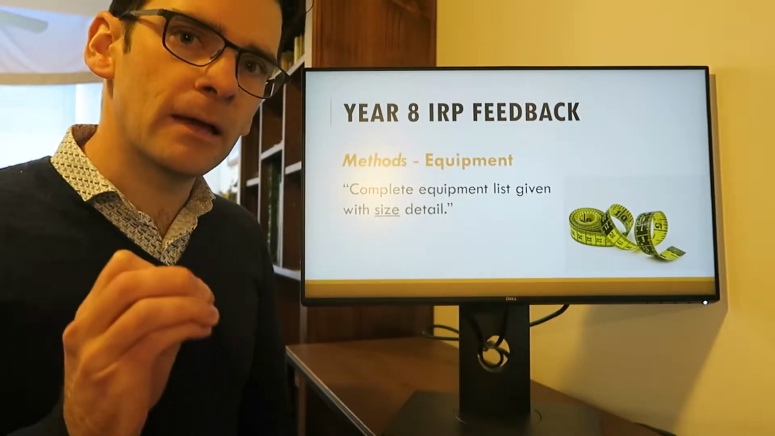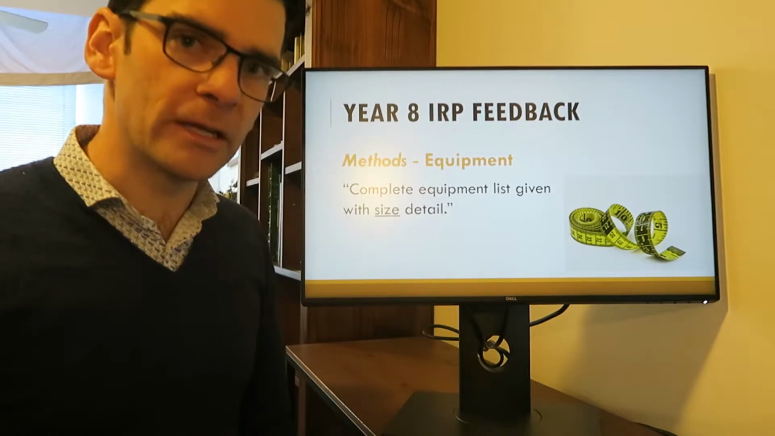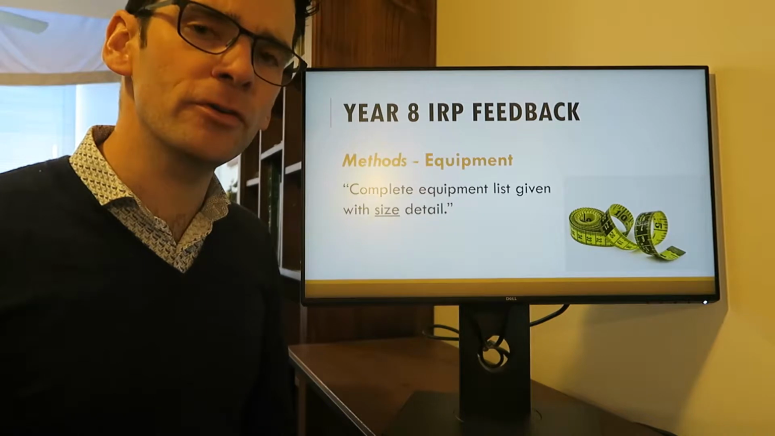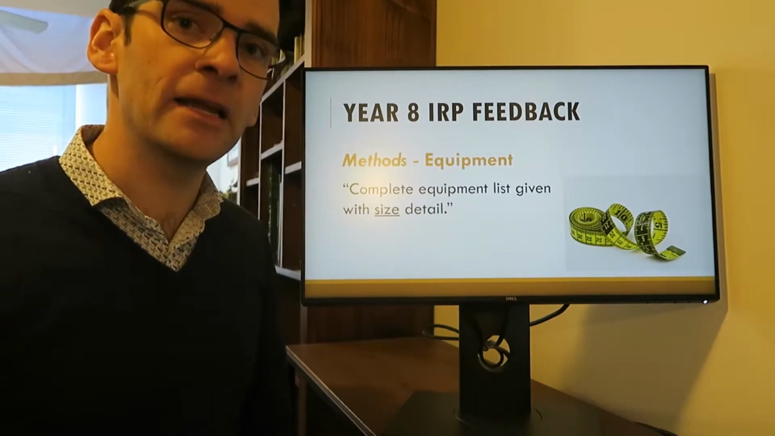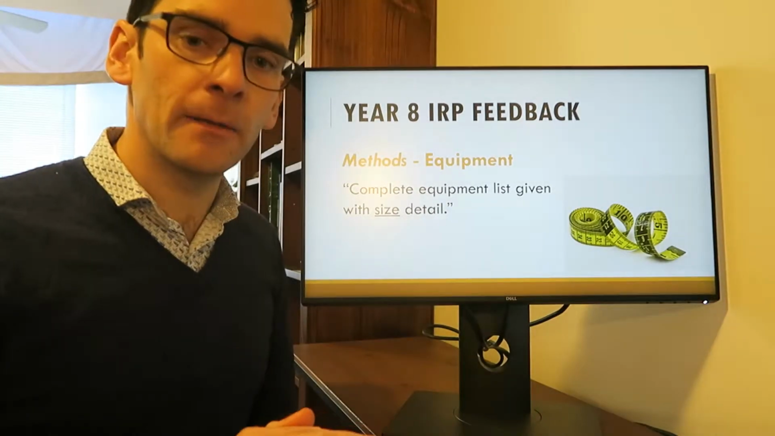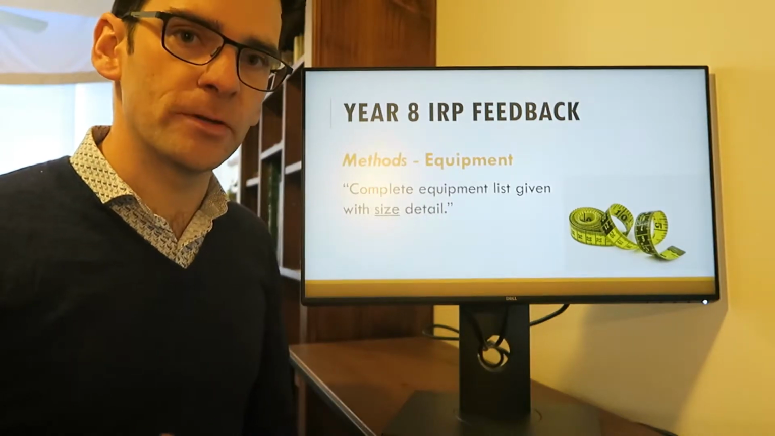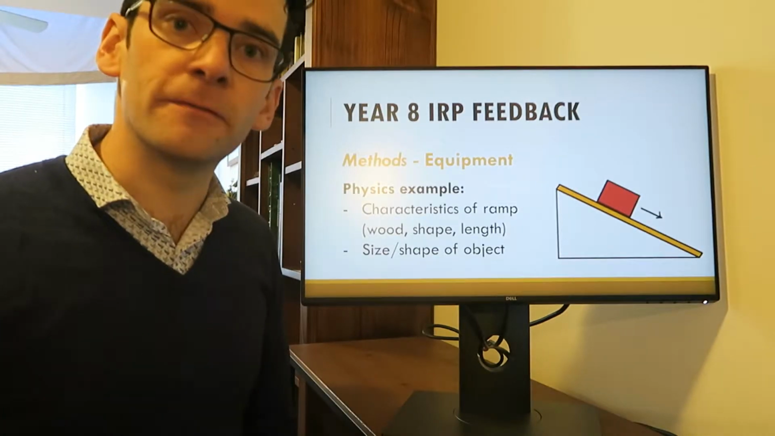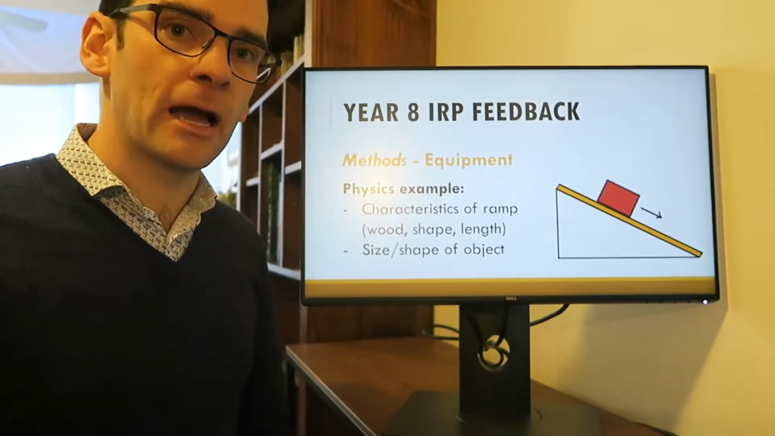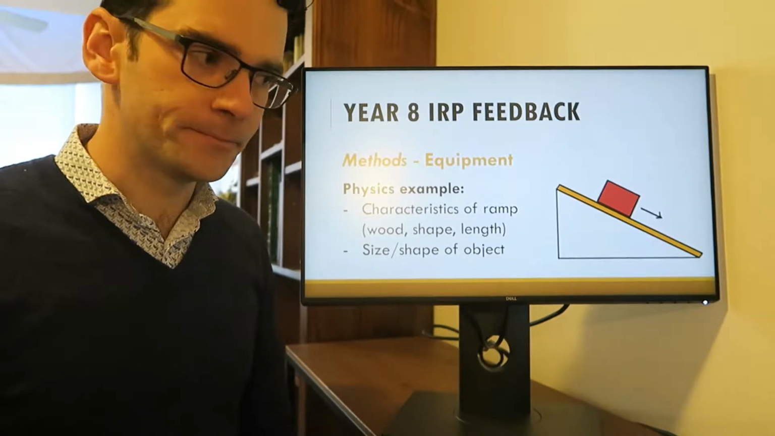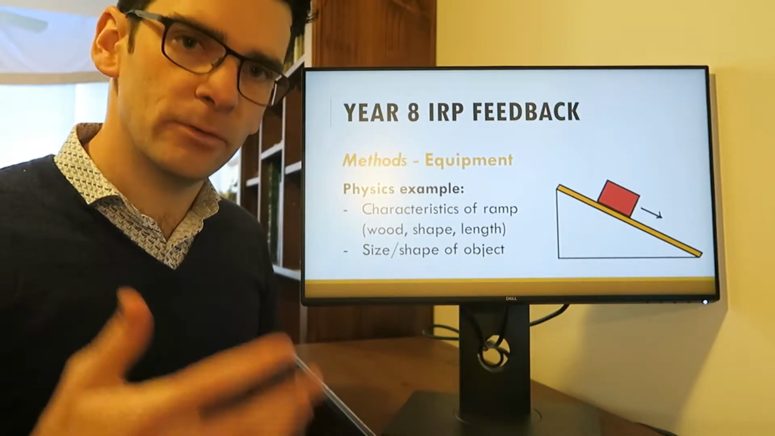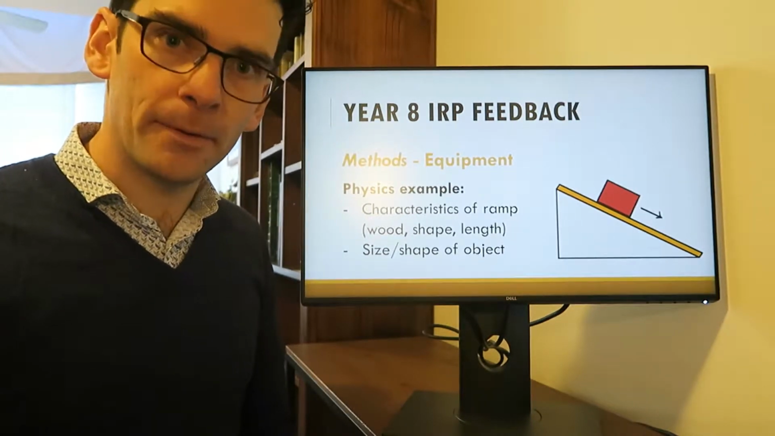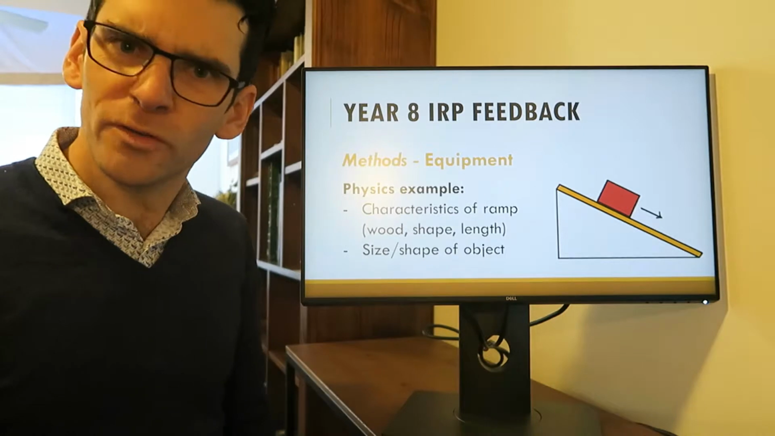The only thing that we were really looking for to give you full marks was that it's not only just to list the type of equipment, but we wanted you, if it was necessary, to have some sort of size, measurement, or detail. So for example, if we consider the physics option where a lot of us got some objects and rolled them down a ramp, it wasn't good enough just to say as one of your equipments, ramp, okay? Well, what sort of ramp?